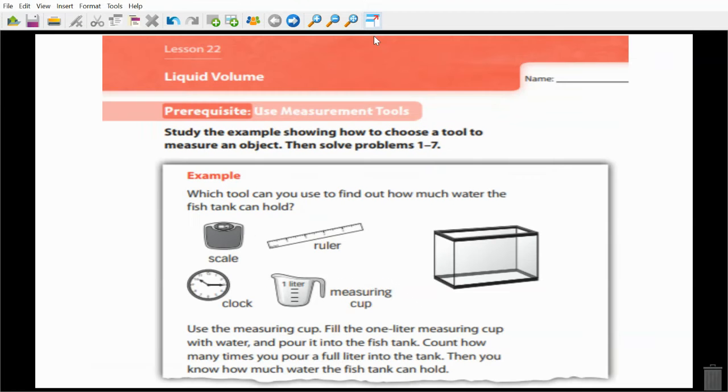Hey guys, today we're going to be looking at page 243 and 244 in your Georgia Ready books. And our lesson today is about using measurement tools. So in the example, they show us some different measurement tools.